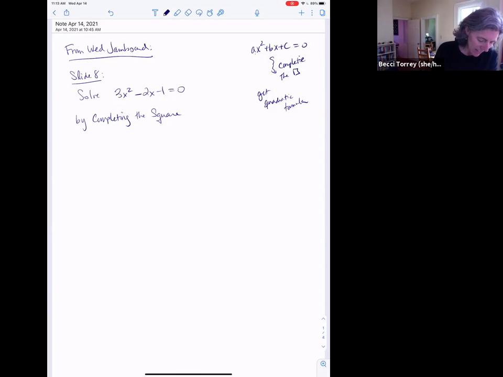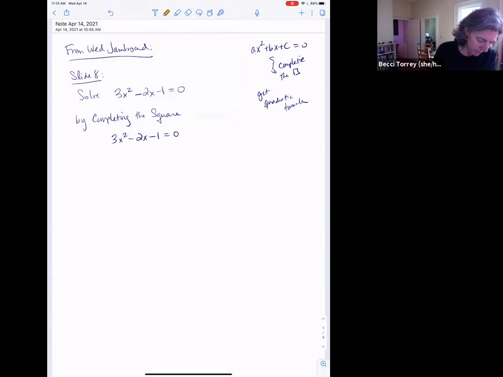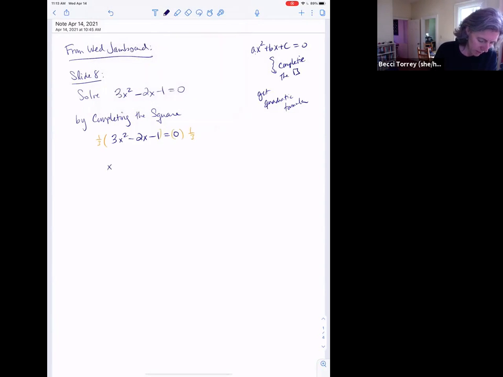So we're going to take 3x squared minus 2x minus 1 equals 0. The first step is we want to get 1 in front of the x squared, so we're going to divide both sides by 3, or multiply by 1/3. Obviously it's not doing anything to the 0 side, but we get x squared minus 2/3 x minus 1/3 equals 0. In this case we're introducing fractions, which probably doesn't make anyone comfortable, but that's how we do it.